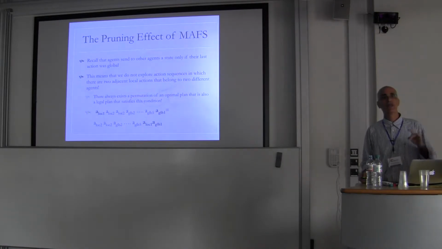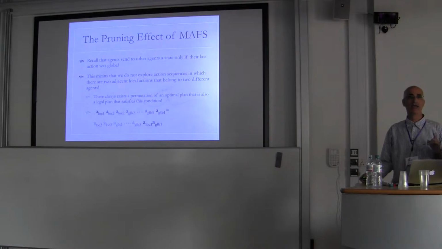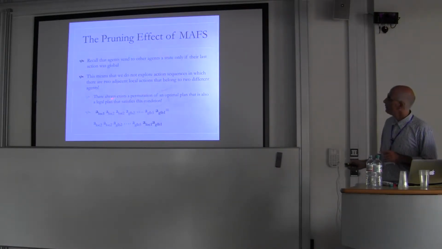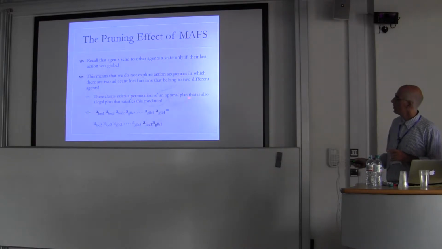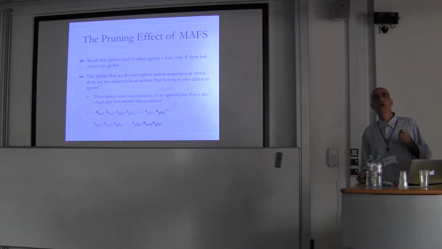Okay? And the reason we can do this is because we can always rearrange any plan so that it has the following property. There's always a permutation of an optimal plan that is a legal plan that satisfies the following condition: there are no two adjacent local actions that belong to two different agents. Or, put differently, following a local action of an agent, only that agent can act.